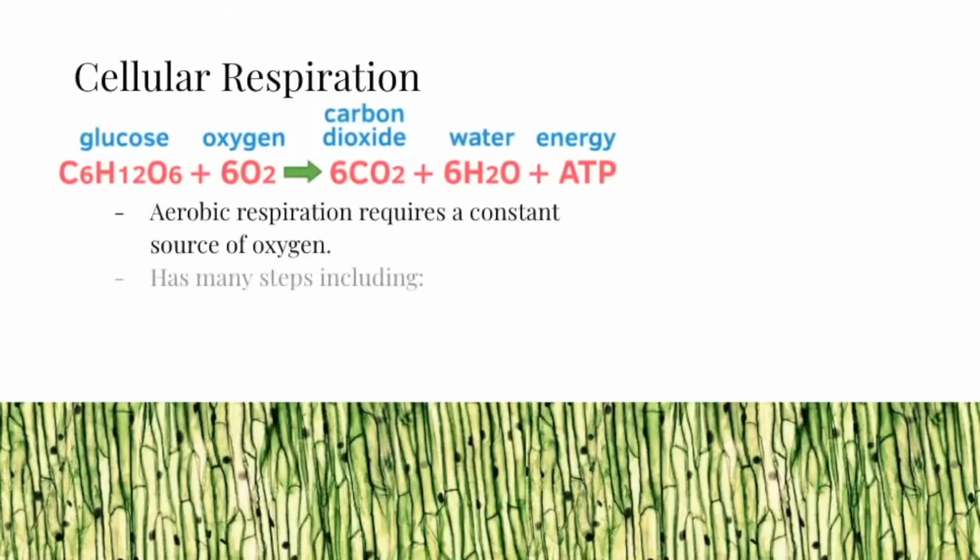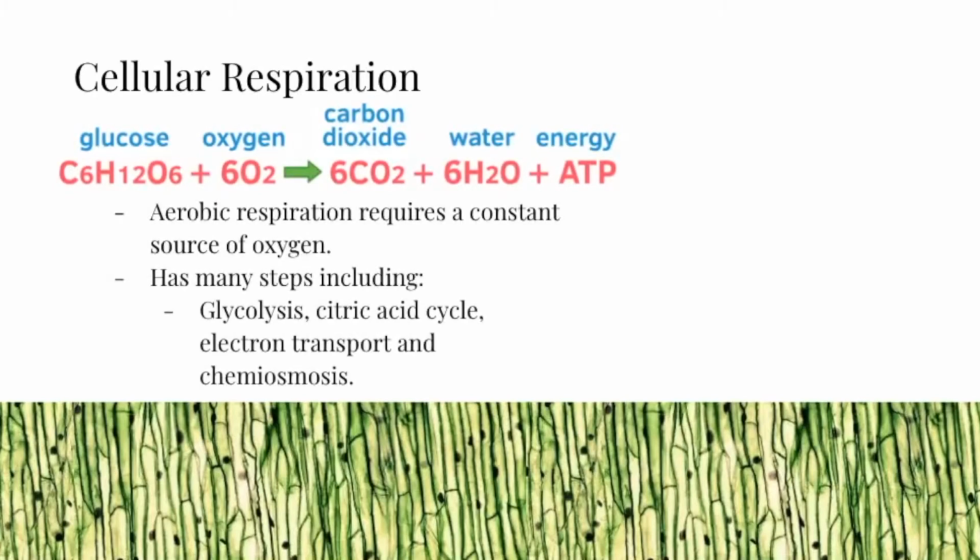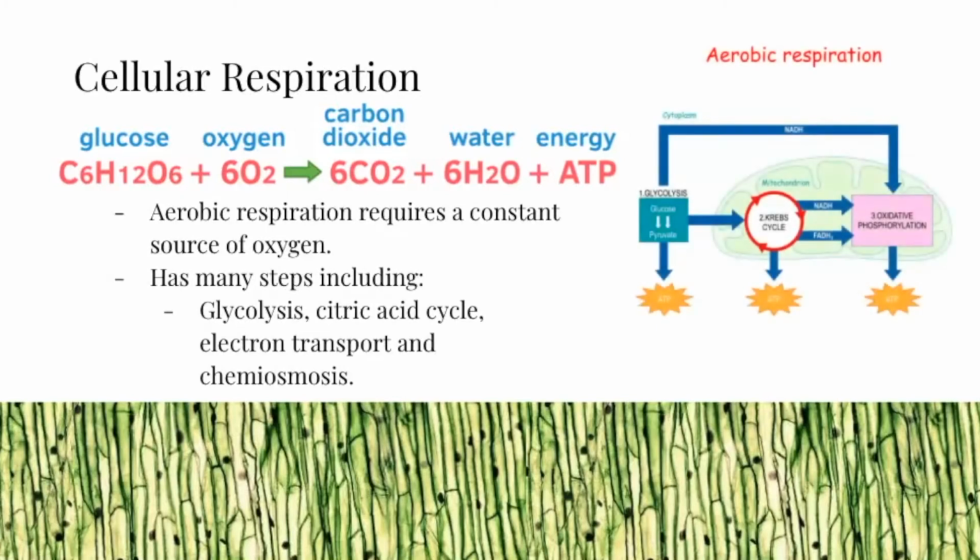There are many steps to the process of aerobic respiration, including glycolysis, citric acid cycle, electron transport, and chemiosmosis. If you'd like to explore the chemistry of respiration in more detail, those terms would be what you'd use to help you. Aerobic respiration is expressed as the chemical reaction below. Glucose and oxygen create carbon dioxide and water and ATP.